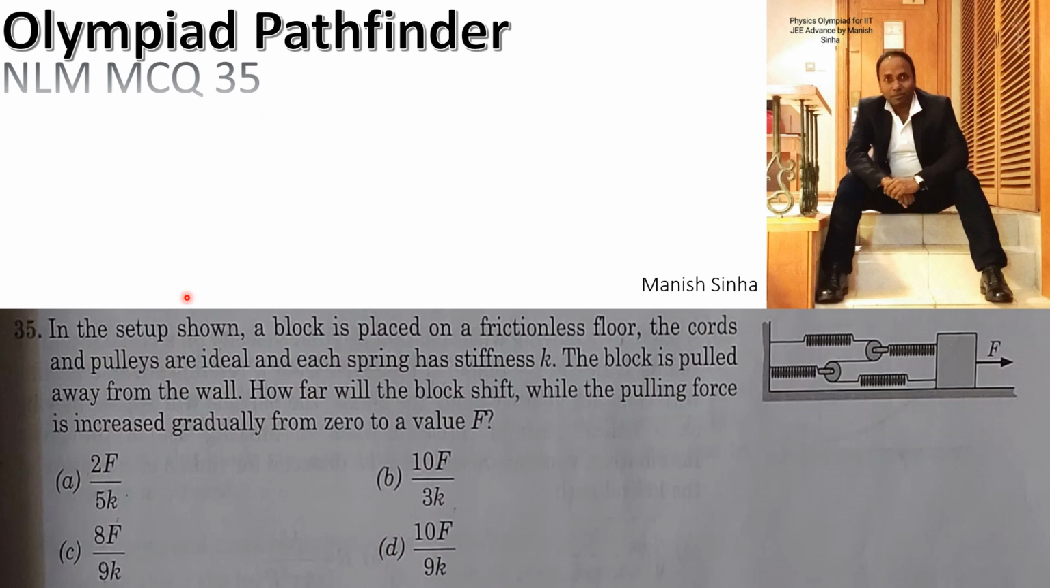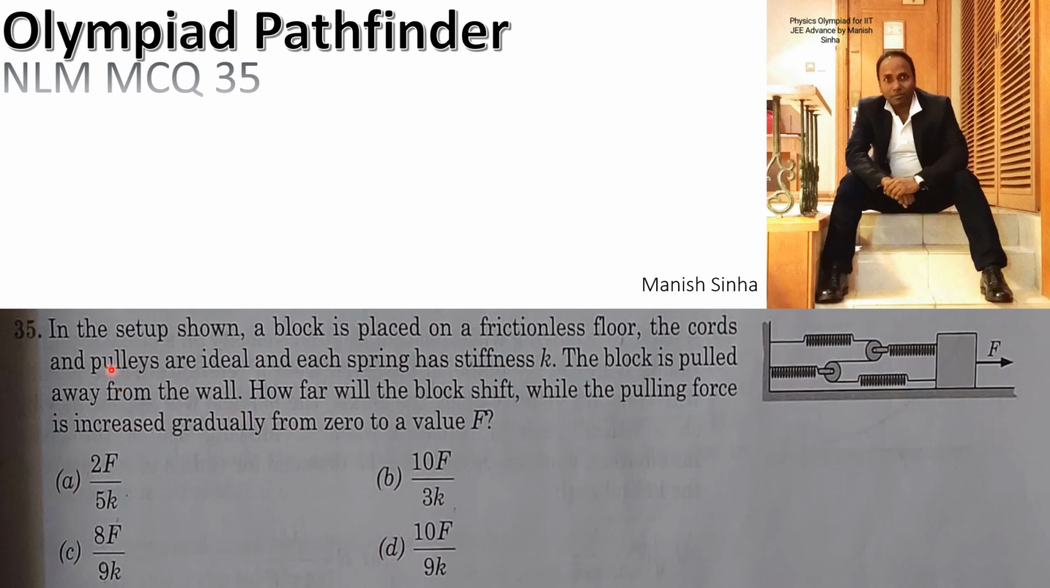The question is, in the setup shown, this is the setup. A block is placed on a frictionless floor. This floor is frictionless. The cords and pulleys are ideal. These cords through which the springs and pulleys are connected are ideal. And each spring has a stiffness K. The block is pulled away from the wall by applying a force. How far will the block shift while the pulling force is increased gradually from 0 to a value F?